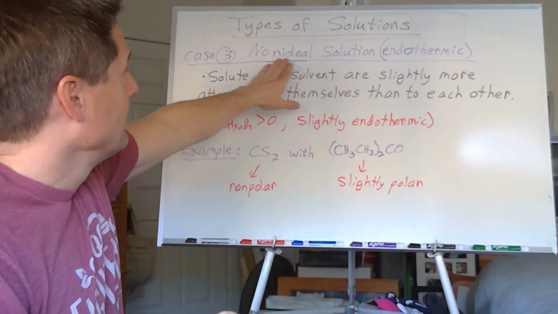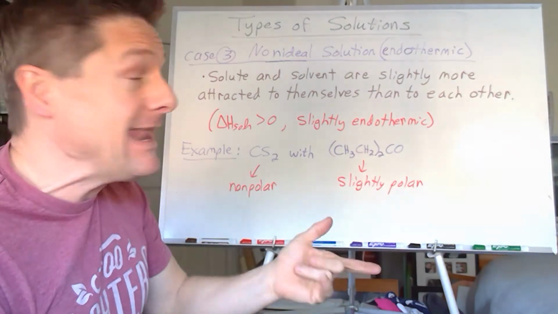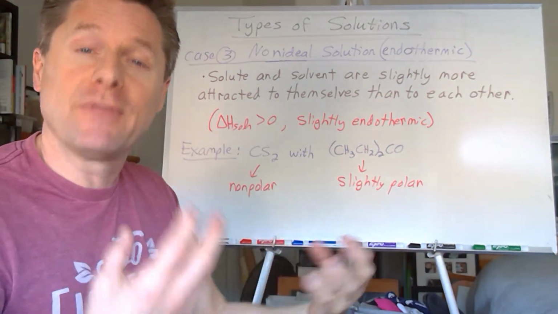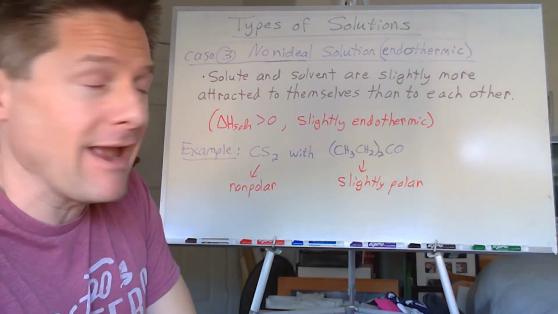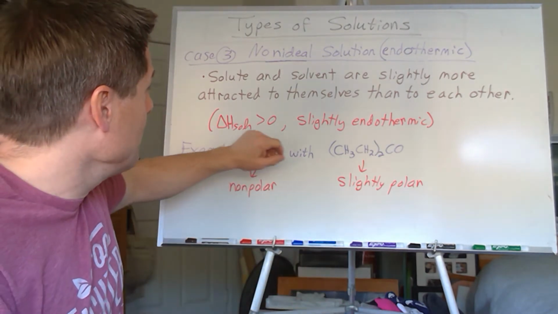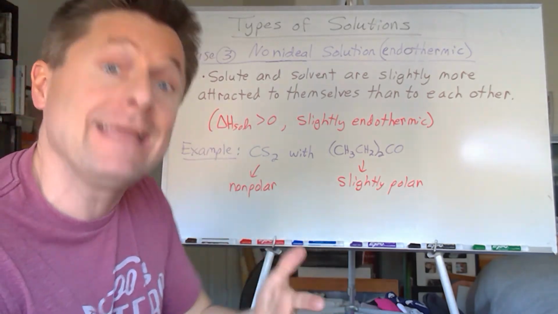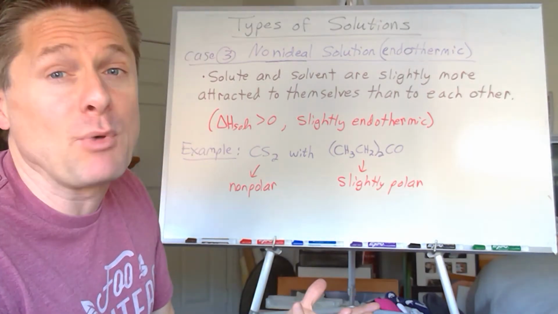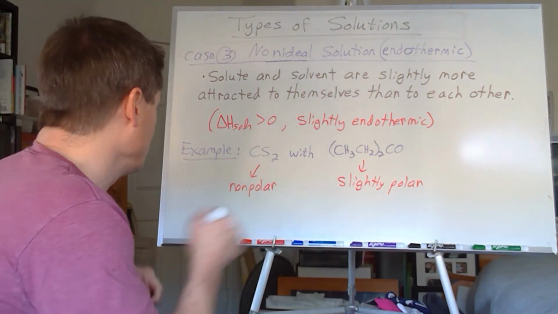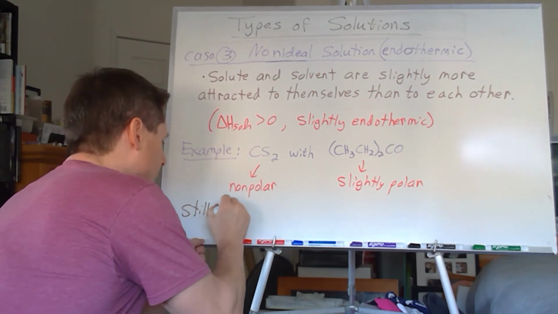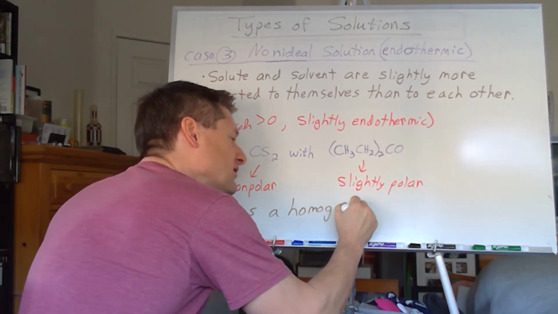Case 3, also non-ideal, but this case it's slightly endothermic, not slightly exothermic, meaning the solute and solvent like to be with themselves more so than with each other, even though there will be some intermolecular forces of attraction. I'm going to see if you can do that yourself. Right? So delta H solution will be a little bit greater than 0, so slightly endothermic, therefore non-ideal, meaning, like the last case, we won't be able to predict the properties of the resulting homogeneous mixture. And this will form a homogeneous mixture. Still forms a homogeneous, so it looks like a solution.